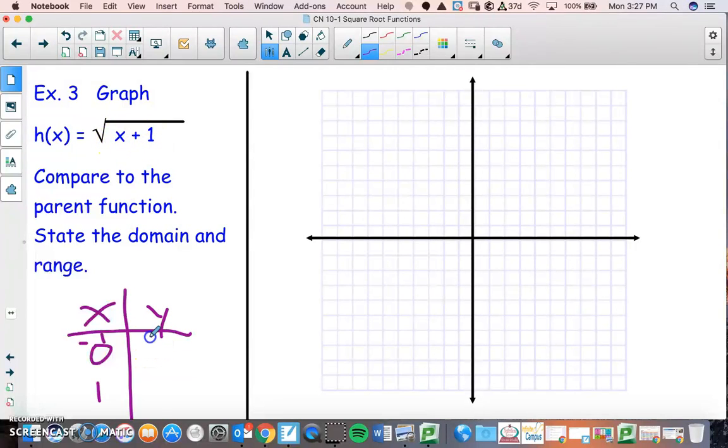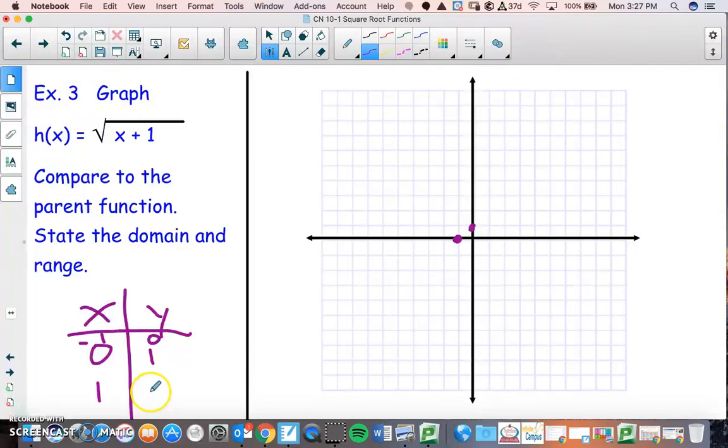Because what happens when I plug in a -1 plus 1, I get 0. And the square root of 0 is 0. So I went to the left 1 and got a 0. That's going to be my starting point. It's important to find where we start. Now when I plug in a 0, 0 plus 1 is 1. The square root of 1 is 1. So I'm going to go at 0, up 1.